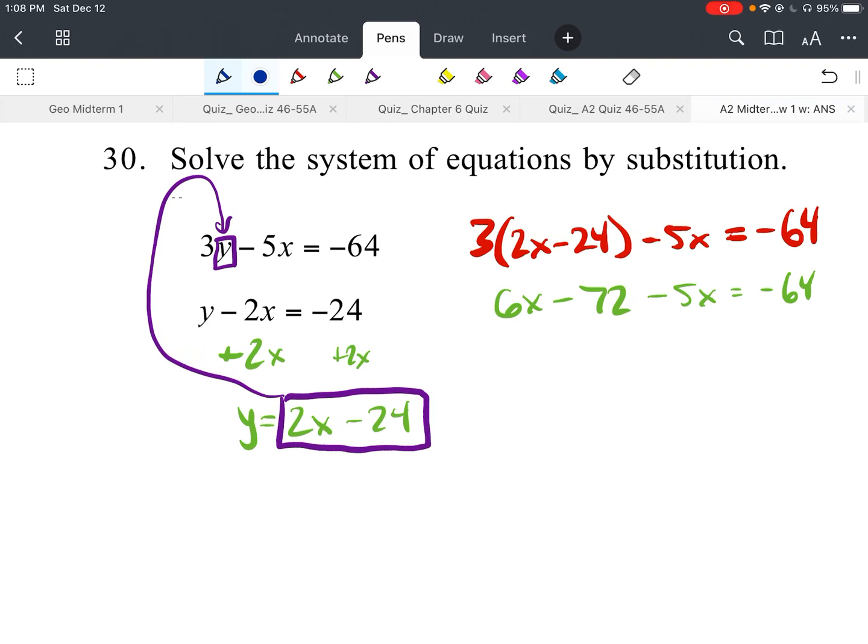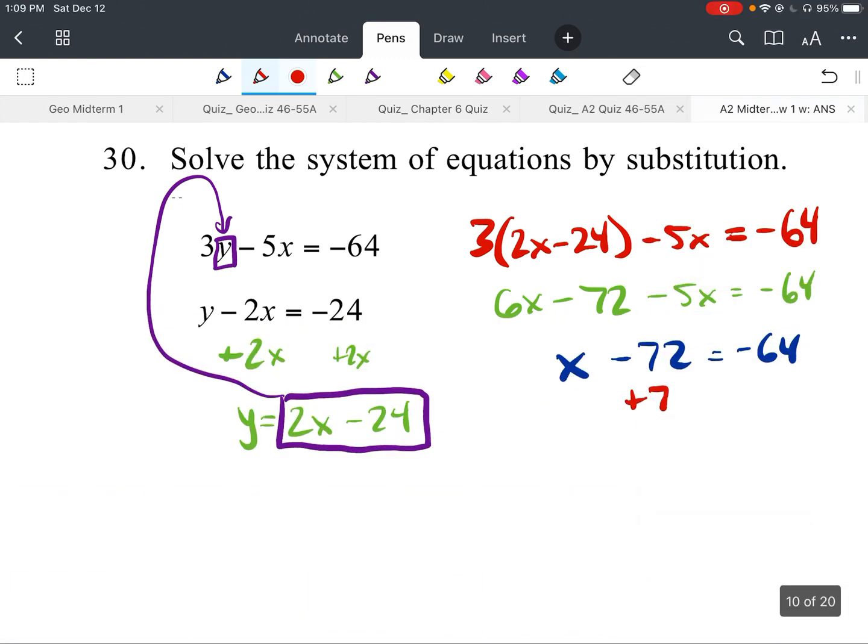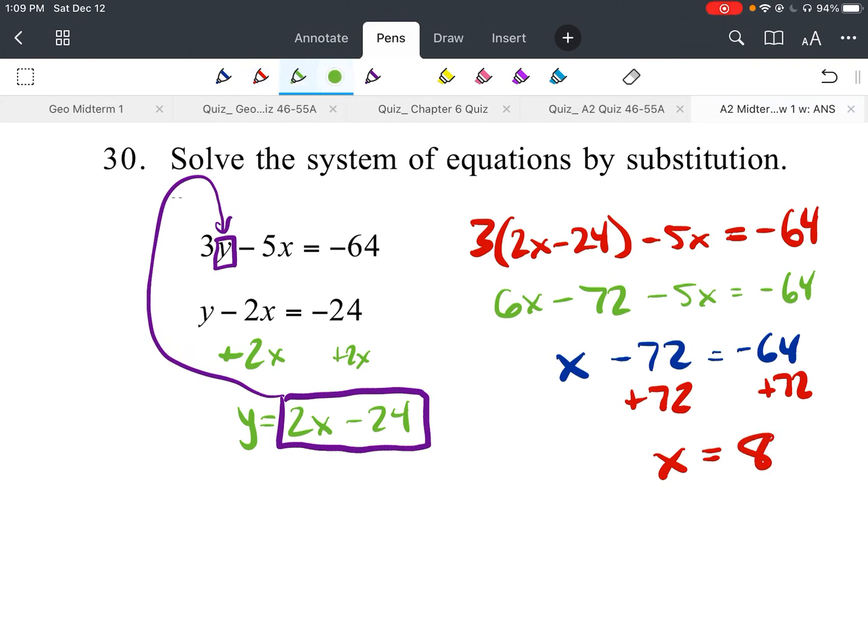There we go. All right, so now next step is going to be combining this. So this is just negative 5x. This is just x. So x and minus 72 equals negative 64. We'll add 72 to both sides. And x equals 64 and 72 is, can't do math today, it's 8. Yeah. So this is 8. There we go.